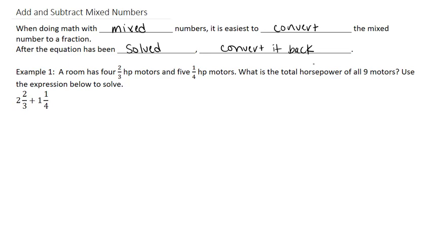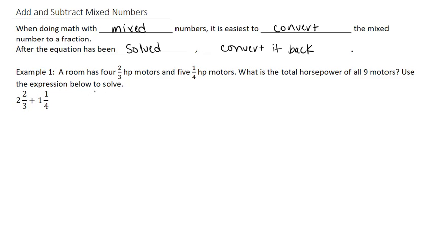So let's go over example 1. A room has 4 2/3 horsepower motors and 5 1/4 horsepower motors. What is the total horsepower of all 9 motors? Use the expression below to solve. So when we solve, let's go ahead and first change these mixed numbers to fractions.